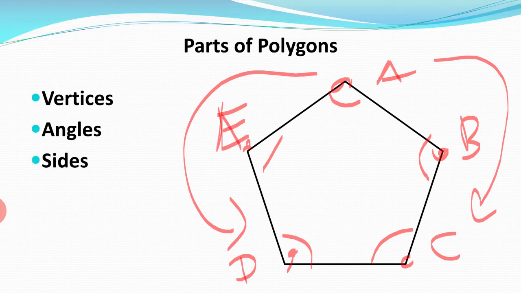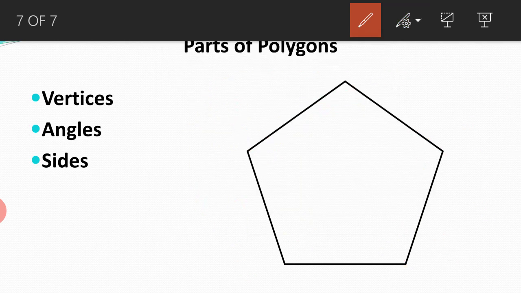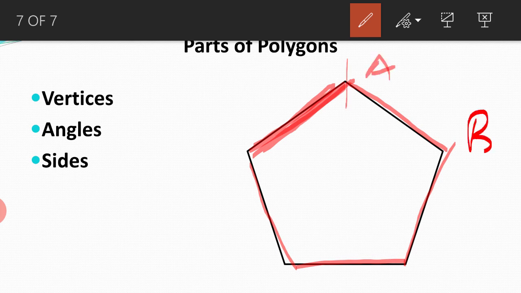Now sides. What are sides? Sides are the line segments joining 2 adjacent points. So I will now clear the things here. If I talk about a line segment joining 2 adjacent points, then I will get a side. How many sides will there be for a pentagon? Of course 5. How will you define a side of a polygon? It is a line segment joining 2 adjacent points. Now the adjacent points of A will be B as well as E.